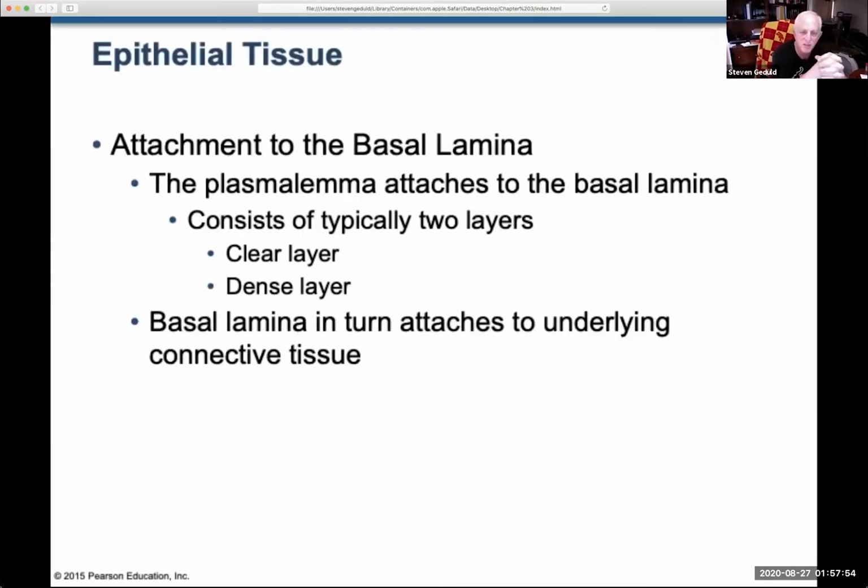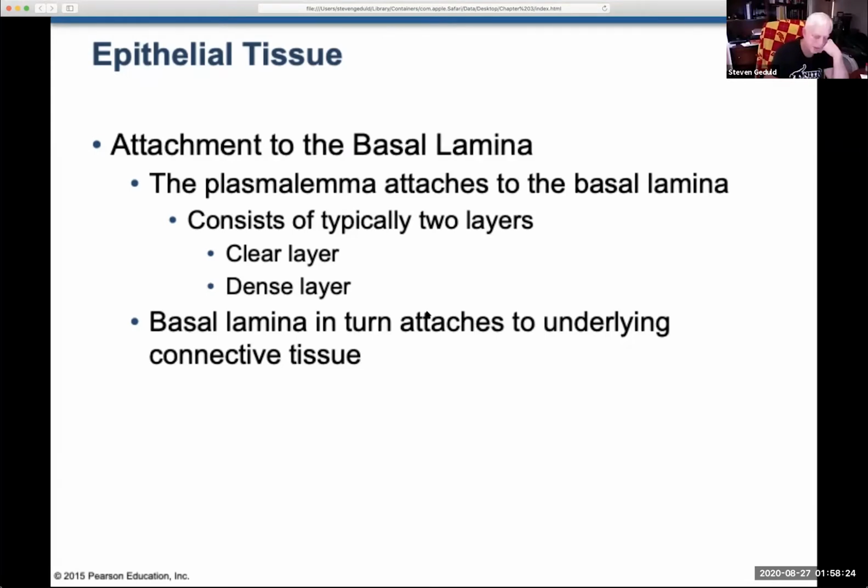Now it attaches to the basal lamina. Remember, it goes in and out and forms invaginations to help increase its surface area. So the plasma lemma attaches to the basal lamina. The plasma lemma is at the basal surface of the cell. Remember you have the apical and the basal surface. There are two layers when it connects to the basal lamina. There's a clear layer and there's a dense layer. So the basal lamina attaches to the underlying connective tissue, and that's what holds the cell to the body.